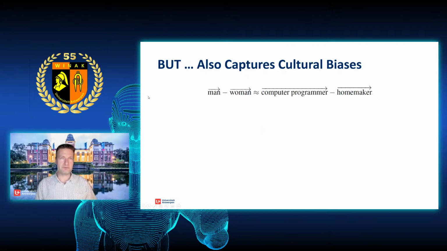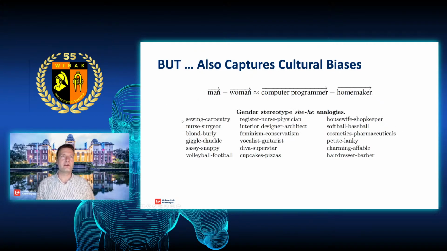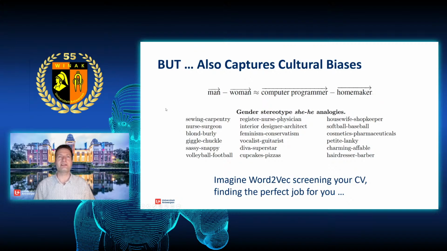Other of these equivalences that were found: sewing, carpentry. Okay, that's logical. But also more harmful ones. Nurse, surgeon. And so a nurse is seen as the female version of a surgeon. And so this can sometimes be problematic. You should be aware of it if you're applying this kind of technique. Why is that? Suppose that this technique is used in order to create a tool for screening your CV and finding the perfect job for you. Well, we do not want to have this kind of gender stereotypes. We'll actually run into trouble.